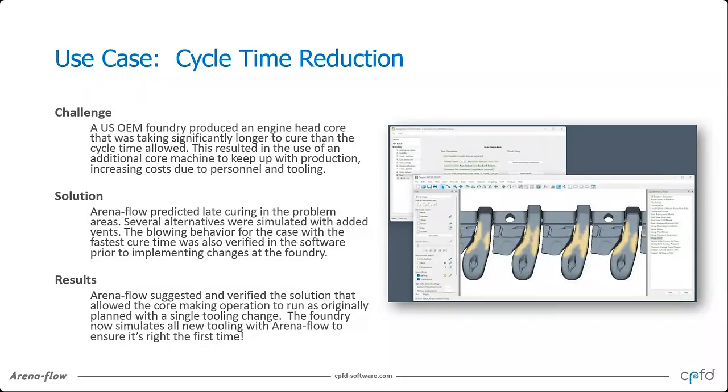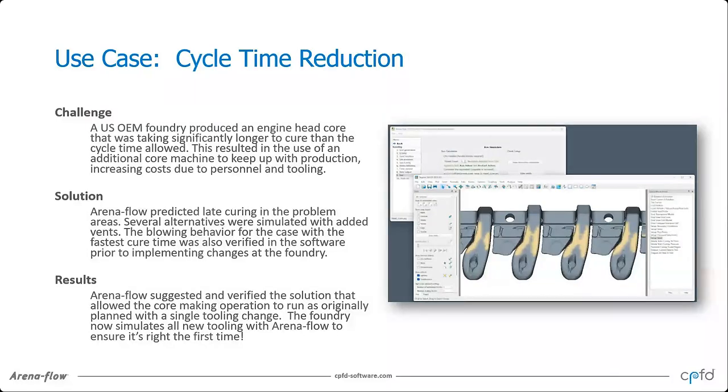This was a US OEM foundry that produced an engine head core that was taking significantly longer to cure than the cycle time allowed. So what they had to do to keep up with production is put another core machine on the line, increasing the cost, obviously, with the additional tooling, the additional core machine, and the personnel to run it. And so ArenaFlow predicted what was happening. If you look in the image on the right, you can see some of the last to cure regions in the core. Several alternatives were simulated with added vents.